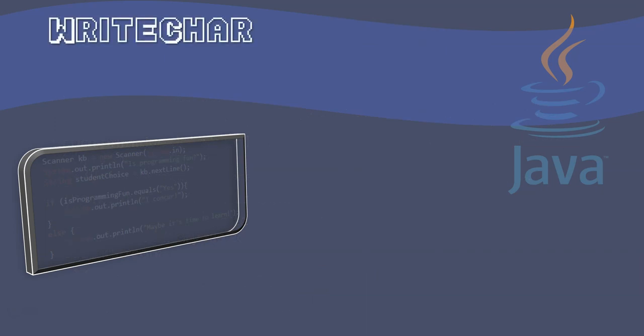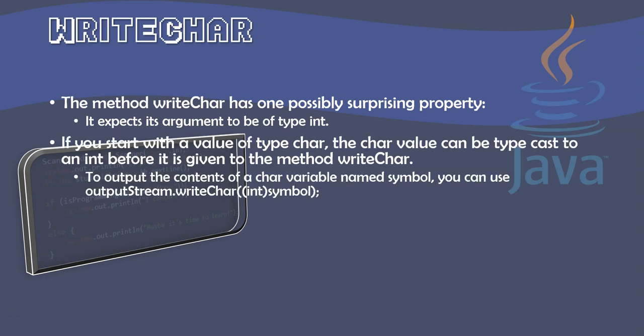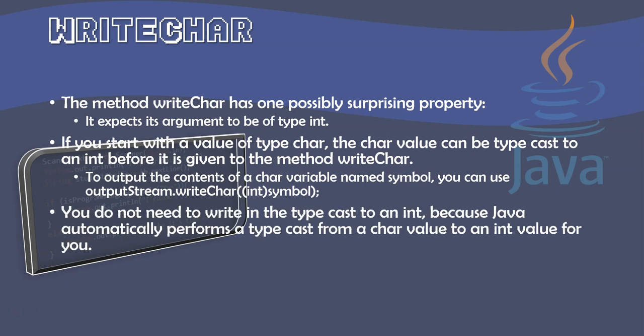So that writeChar method has a surprising property. It expects its argument to actually be of type int. If you start with a value of type char, the char value can be typecast to an int before it's given to that method. So to output the contents of a char variable named symbol, let's say, you could say outputStream.writeChar((int)symbol). You do not need to write in the typecast to an int because Java automatically performs it.